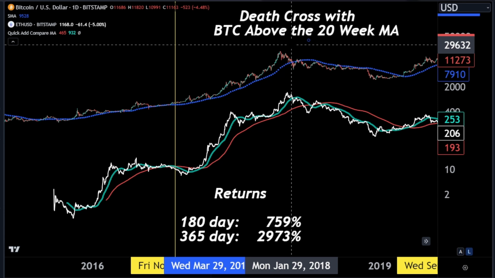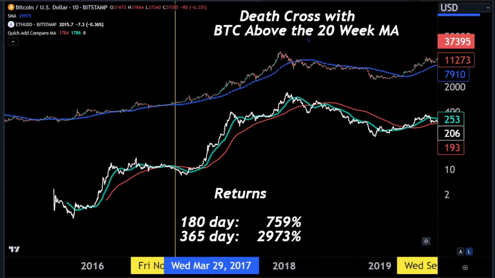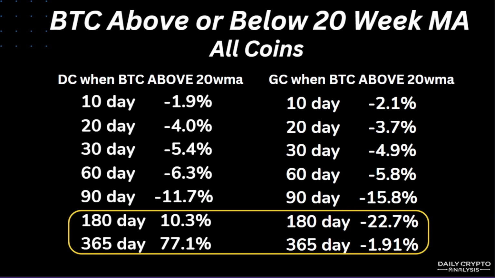That's all we're doing here, and we're going to apply that to every single coin that we looked at. And I think the results are actually pretty shocking. So when we say death cross and Bitcoin above the 20-week moving average, we're talking about a death cross for Ethereum or Solana or random altcoin number 795, right? That coin has a death cross. And then we just ask, when that happened, is Bitcoin above its 20-week moving average or below it? And here are the shocking results.